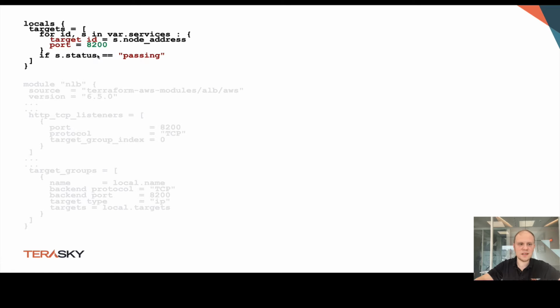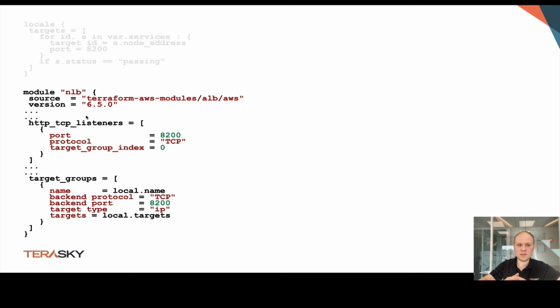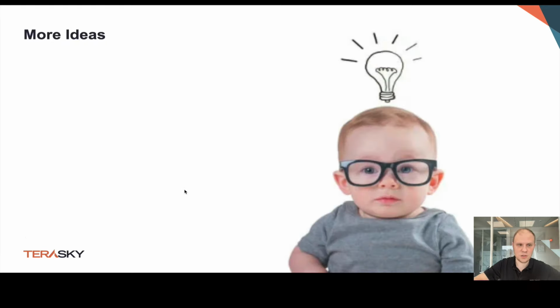So that's it. Everything that is passing, we just populate into targets, and then we just use NLB, the standard module from the Terraform registry, and our listener would be TCP, because again, we don't need to health check anything at the load balancer level. And in our target group, we just populate the targets with the local targets that we created earlier. That's the general idea.